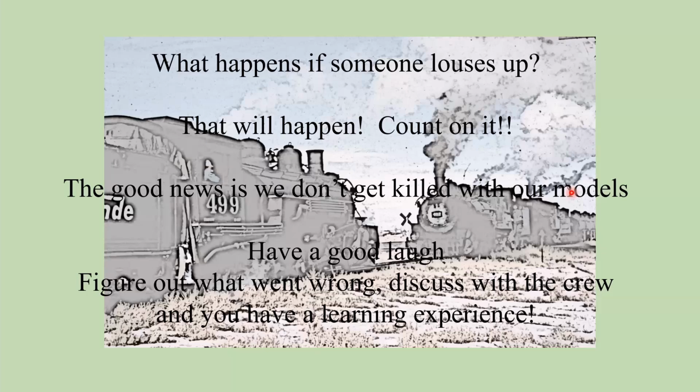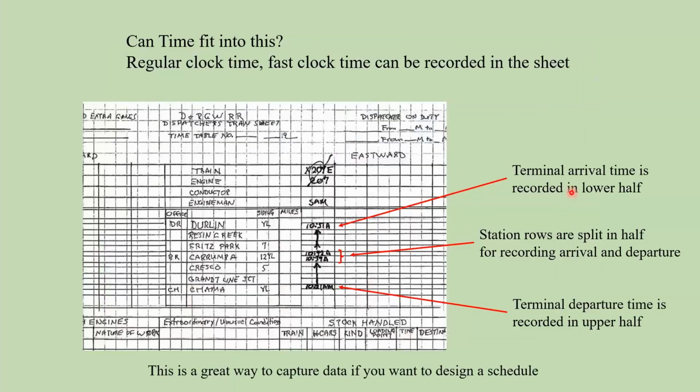So the other question that kind of comes up is, can time fit into this? And the answer, I think, is yeah, you can use regular clock time or fast clock time. You can record it in the sheet. And in fact, using this kind of an artifice to collect data on how your railroad runs is really good before you try and design a timetable. So in this case, if we take a look at what I've done here, we've got that same timetable.